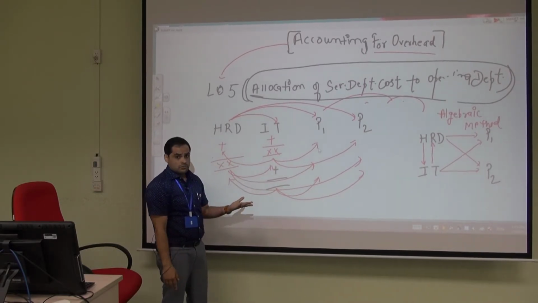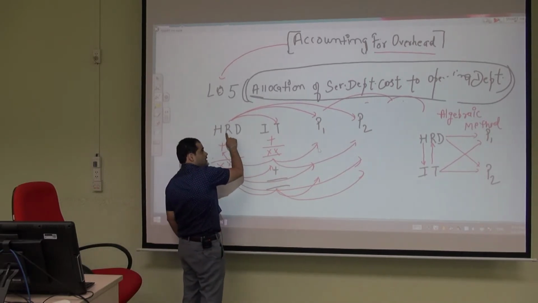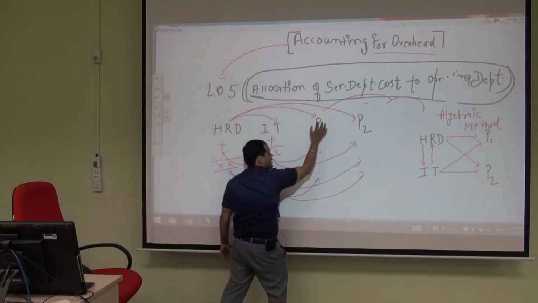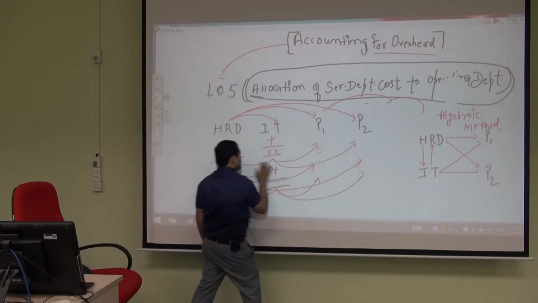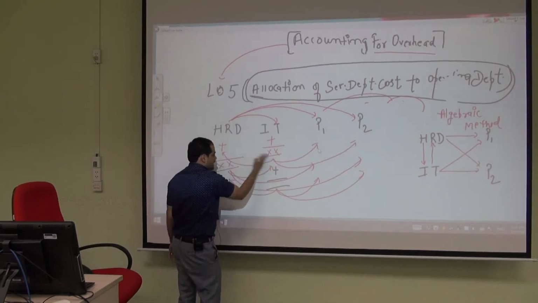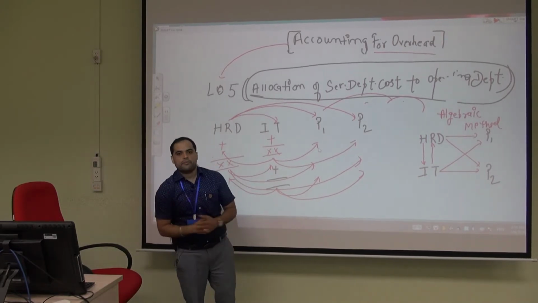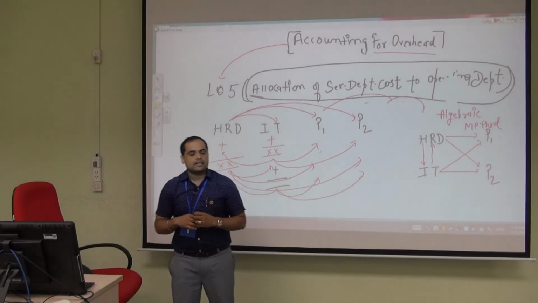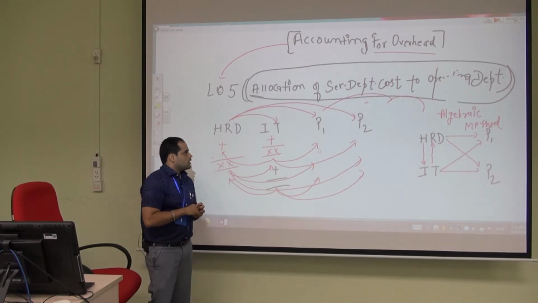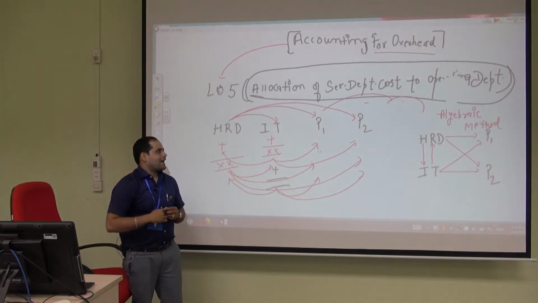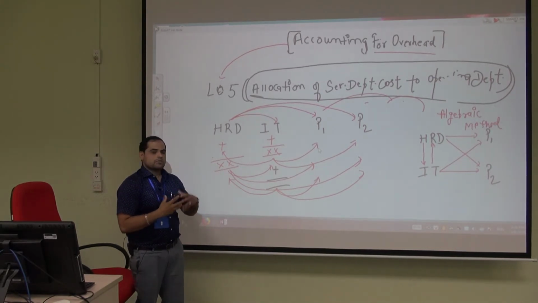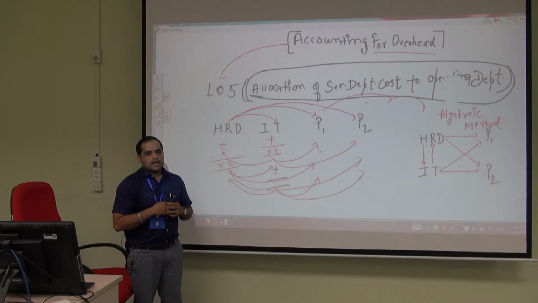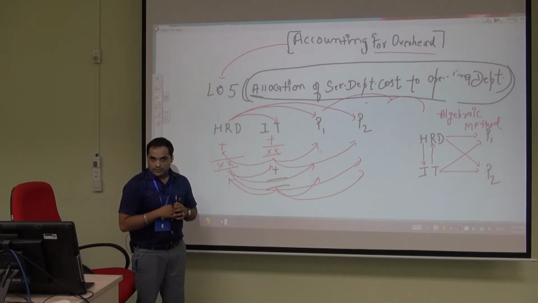Same thing with the direct distribution method. Allocate here, allocate this, here and here, nothing here, and here, here and here, nothing here. So balance zero. Alright? So that is the way to apply the algebraic method. And you can see that with the algebraic method, the calculation is much more complicated in comparison to the direct distribution and step down method. Alright?